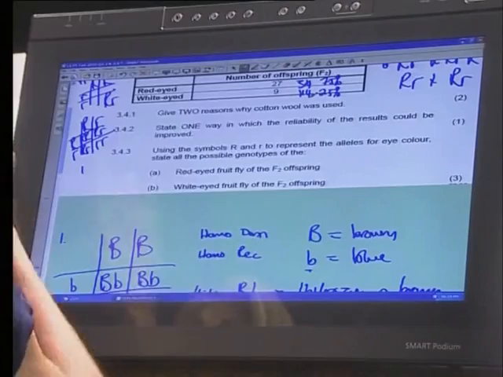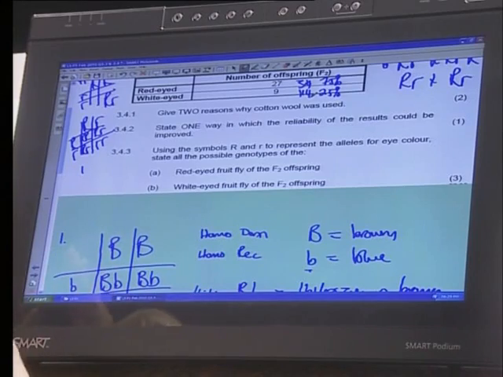I'm trying to think what else. You'd do it often, you'd repeat the experiment. You'd make sure that whatever you're doing is accurate, so all your counting must be very accurate. And your sample size must be big.